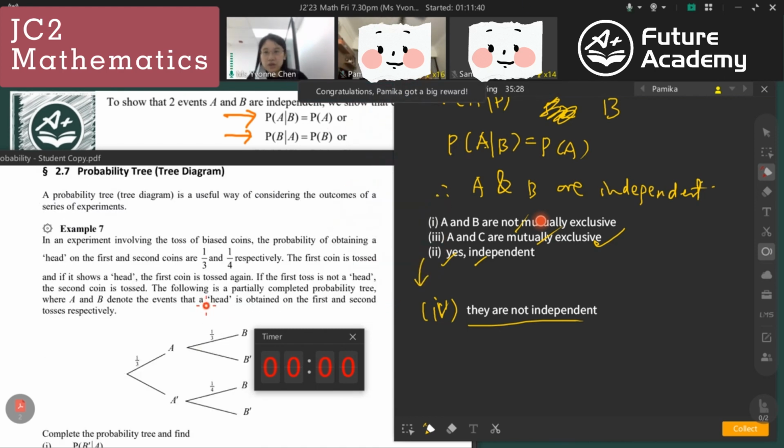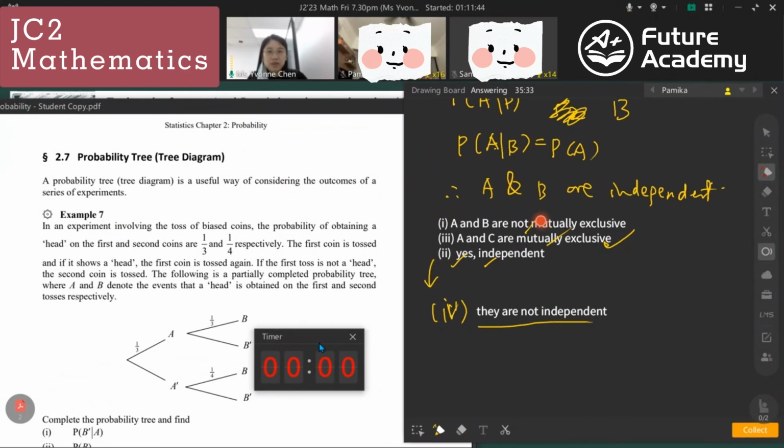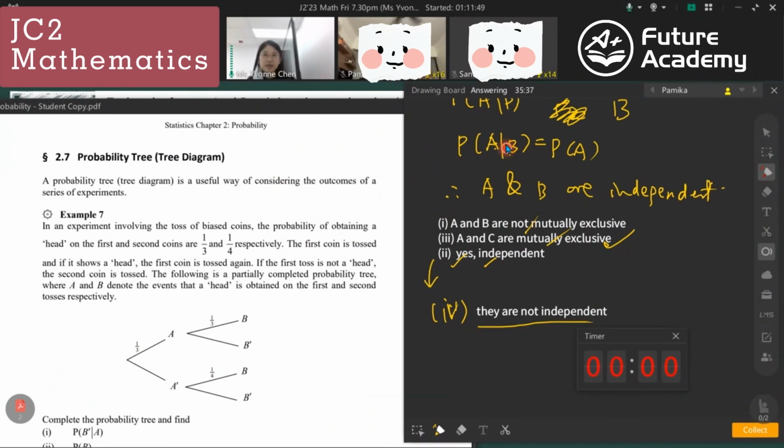Okay, great. Thank you. So we look at this very, very important part called probability tree. Hi, Santosh, are you back? Can you turn on your camera? Thank you. Okay, probability tree is very important.